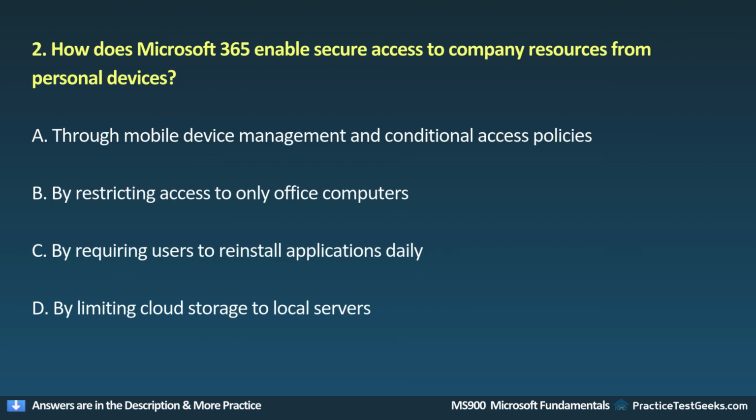2. How does Microsoft 365 enable secure access to company resources from personal devices? A. Through mobile device management and conditional access policies. B. By restricting access to only Office computers. C. By requiring users to reinstall applications daily. D. By limiting cloud storage to local servers.